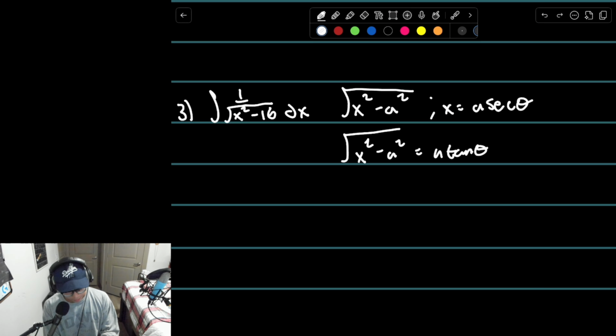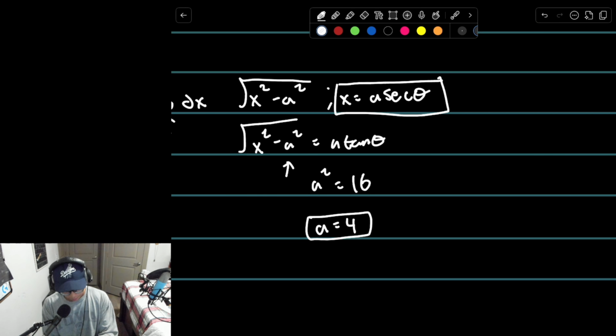Now we know that in this equation, our a squared here equals 16, so let's just take the square root of that, which gives us a equals 4. Let's then take the derivative of our x equals a secant theta, which we know our a equals 4, so it comes out to be dx equals 4 secant theta, tangent theta, d theta.